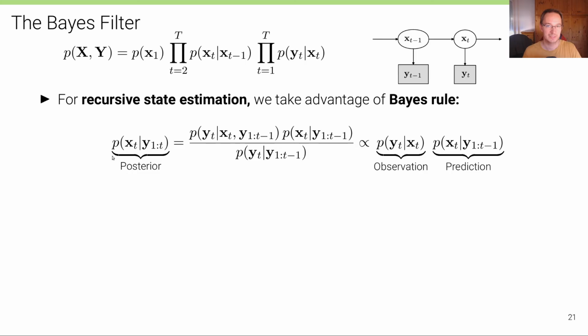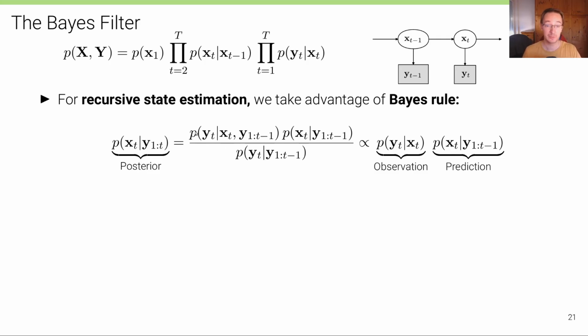Let's consider the posterior. The posterior is the probability of state x_t given all of the observations from time 1 to time t. This is what we want to estimate, right? This is the solution to the inference problem, if you will, this distribution, because this tells us what is the probability of the state at time t given all the previous observations and the observation at the current time.